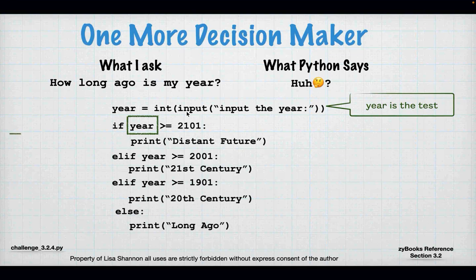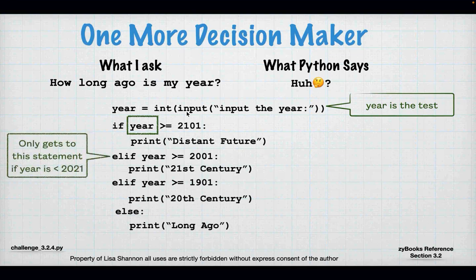So year is greater than or equal to 2101. I'm going to print distant future. This is what gives us the ability to have this kind of infinite set of questions. The elif keyword says, okay, the if statement didn't result in a true. But now I want to see if something else results in a true, and then something else, and then something else. I've seen elifs with hundreds of lines, or not hundreds, probably about 110, when I was working on a compiler. Long time ago. So that's what elif does, and it allows us to have a mutually exclusive set of questions all relating to the same test variable or variables.